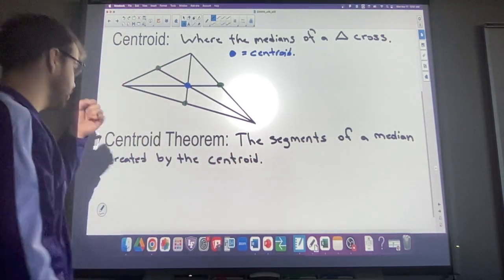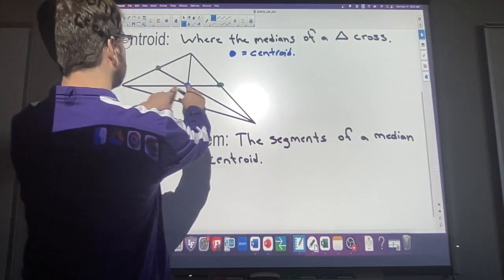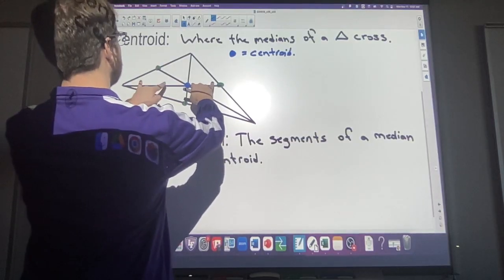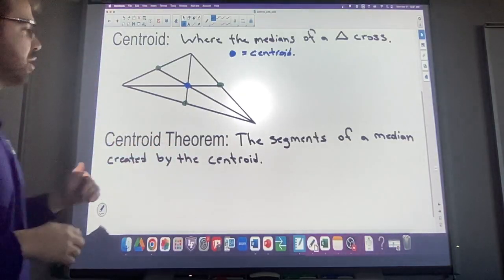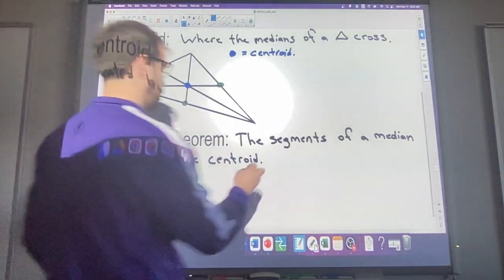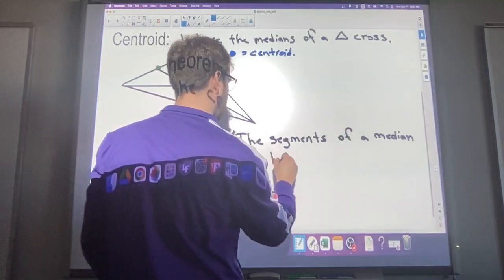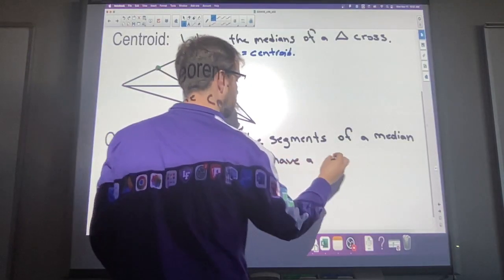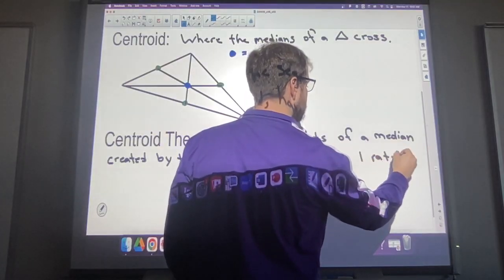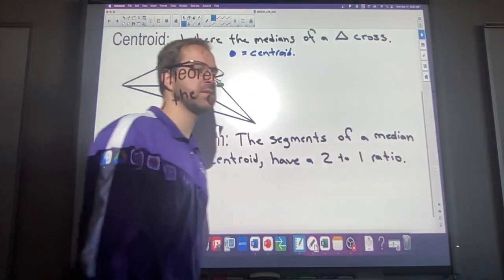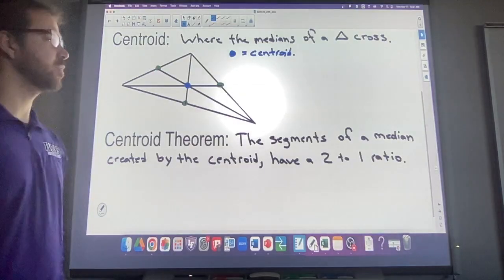All right, so here's what I'm saying. When we have a centroid, it splits any given median into two smaller segments. Okay, and what is true about those? Segments of a median created by the centroid have a 2-to-1 ratio. Essentially, one is double the other.